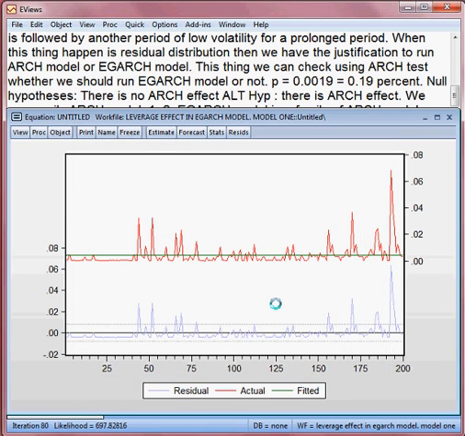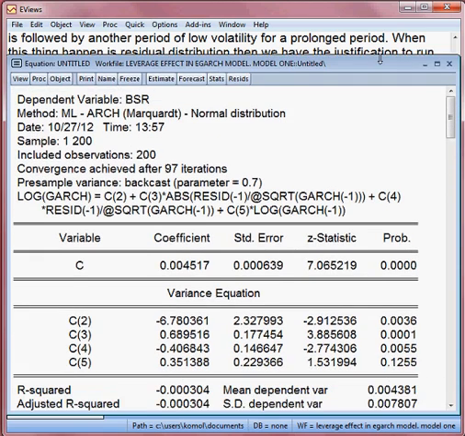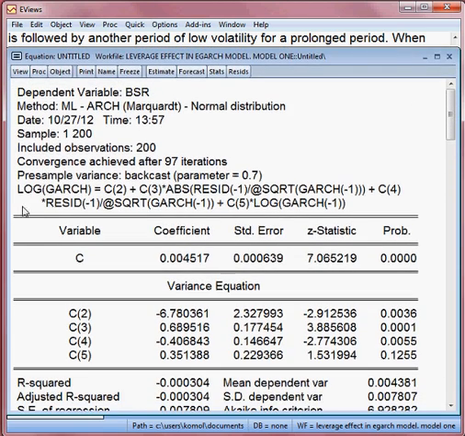So it is the EGARCH model that you can see, right? Here the dependent variable is log GARCH. The GARCH has been transformed into log, and this is the variance equation. The whole thing from here to here is actually the variance equation.